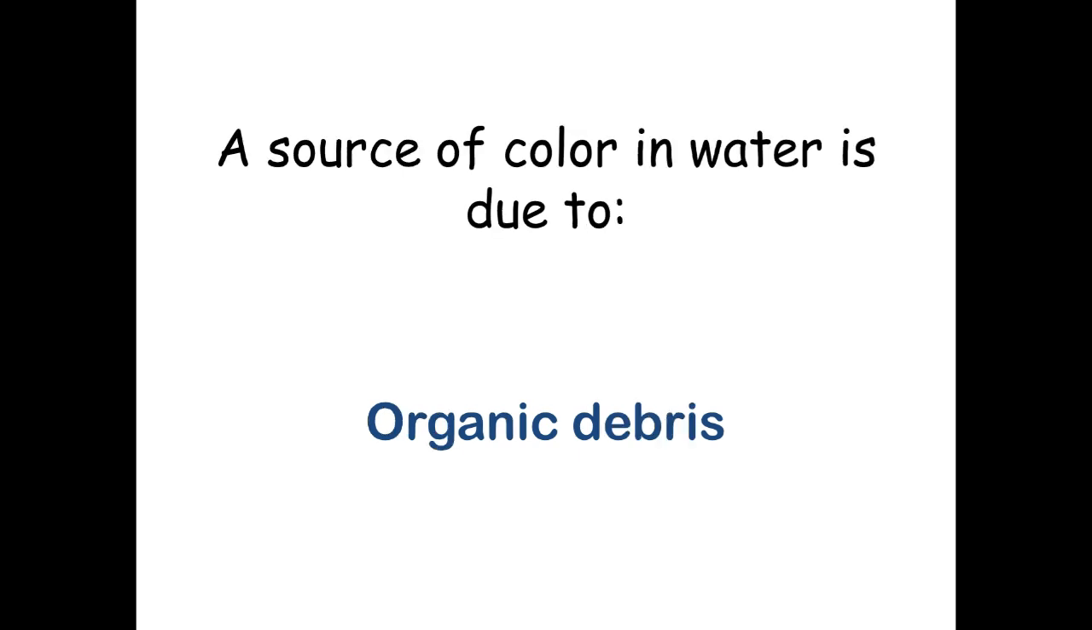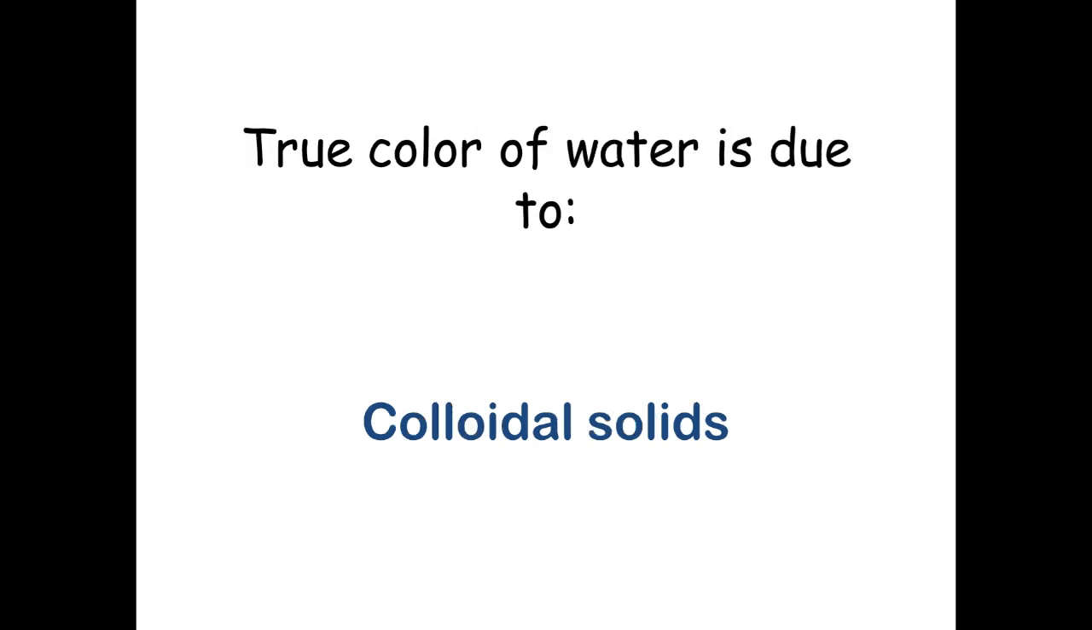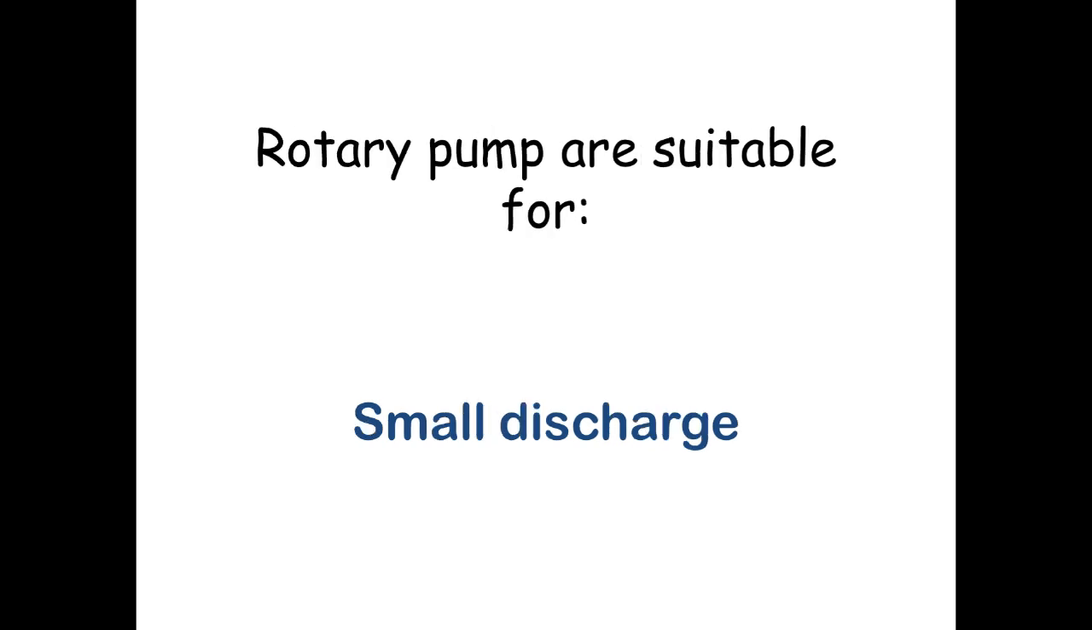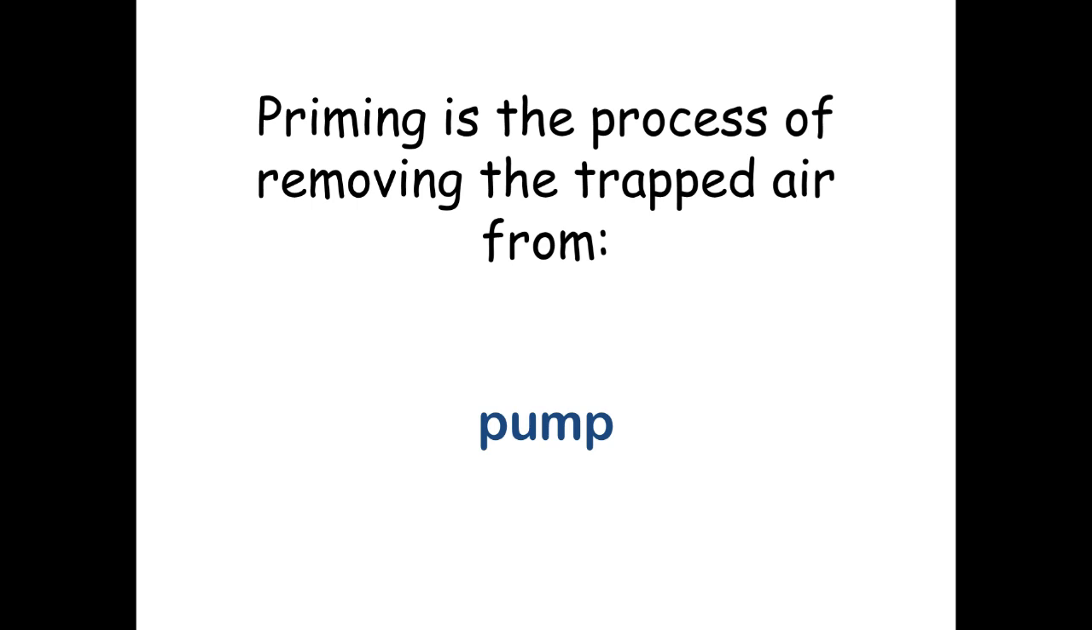A source of color in water is due to organic debris. True color of water is due to colloidal solids. Odor of water can be determined by osmoscope. Rotary pumps are suitable for small discharge. Priming is the process of removing the trapped air from pump.